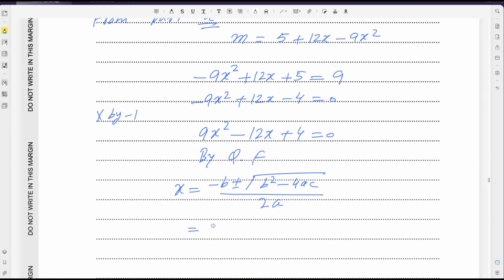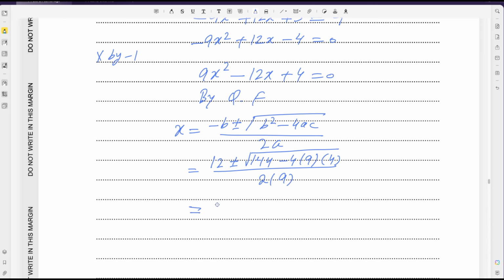Minus b is 12 plus minus b square is 144 minus 4, a is 9 and c is 4. Take the square root of this value, divide by 2a. 2 multiply a is 9. So it will be 12 plus minus, solve the value under the square root. Actually this is 0. 2 multiply 9 is 18 and we get only one answer, that is 12 over 18, and you can simplify this one. It will be 2 over 3.